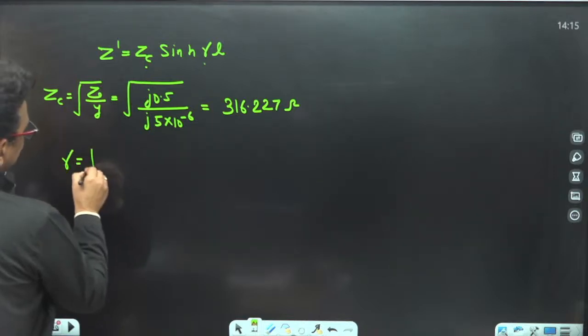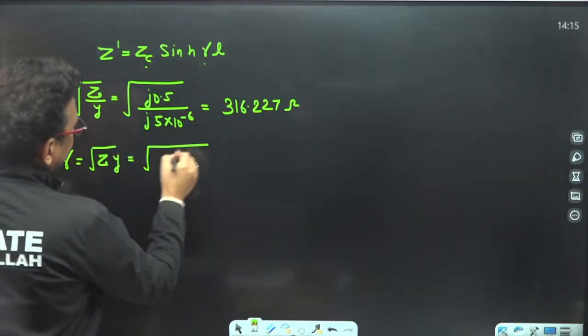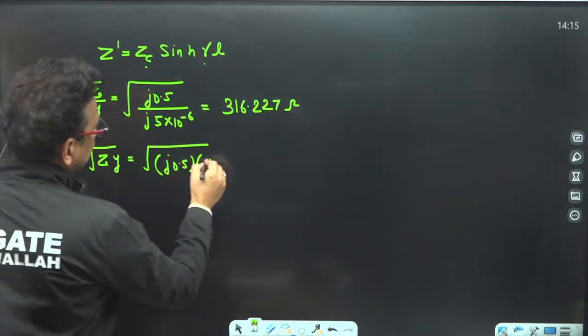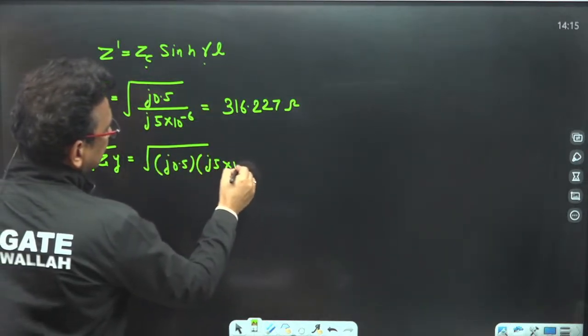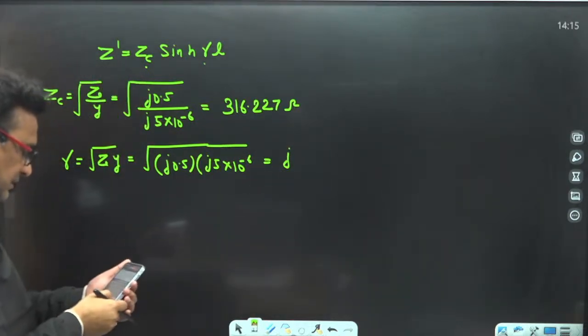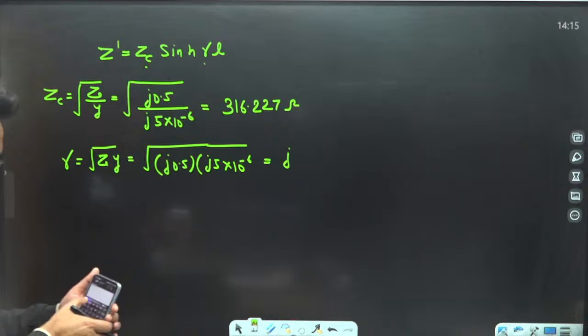Now, what is gamma? Gamma is the square root of Z and Y. It's j 0.5 and j 5 into 10 raised to the power minus 6. So j will come outside of this square root, 0.5 times 5 into 10 raised to the power minus 6.